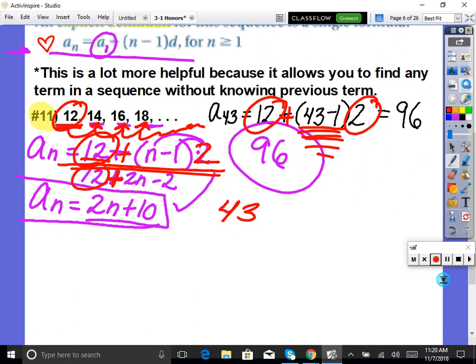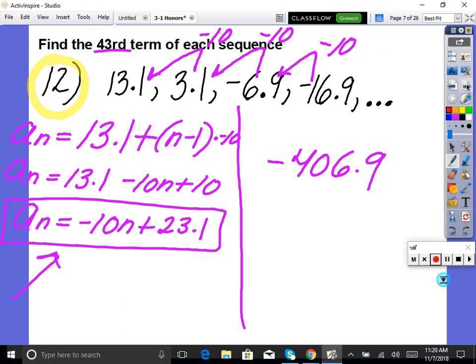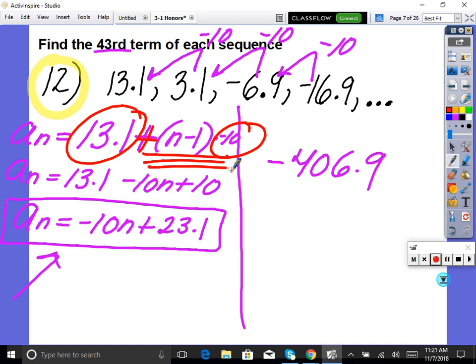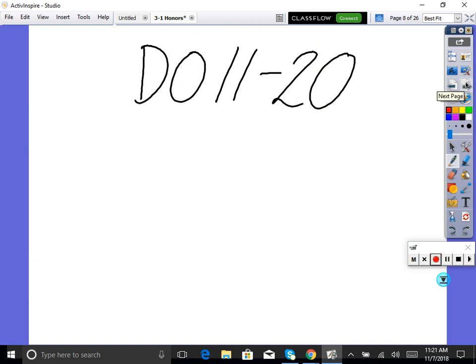Yeah. See, look. We started with 13.1. We added negative 10, 42 times. And that would put us out there at the right place. So it makes sense. Okay, awesome. Go do a couple on your own before we move on, but quick.